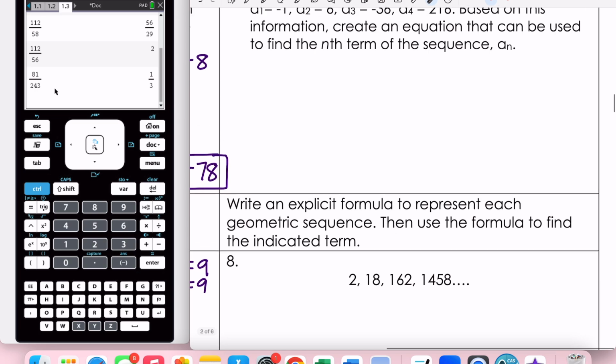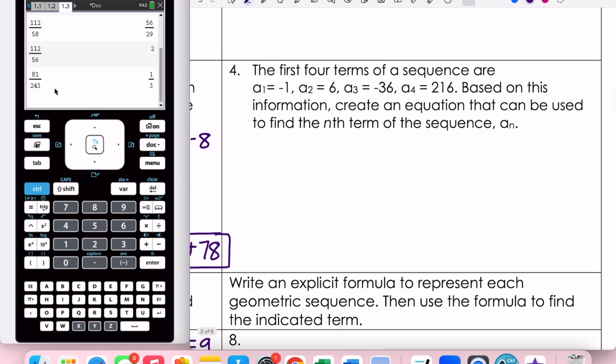Okay, moving on to this next problem. It says number 4, but this is actually number 7. So the first 4 terms of a sequence are a sub 1 equals -1, a sub 2 equals 6, a sub 3 equals -36, a sub 4 equals 216. Based on this information, create an equation that can be used to find the nth term of the sequence.